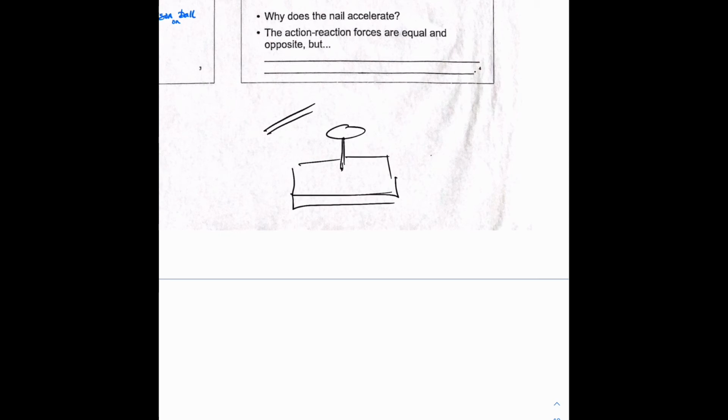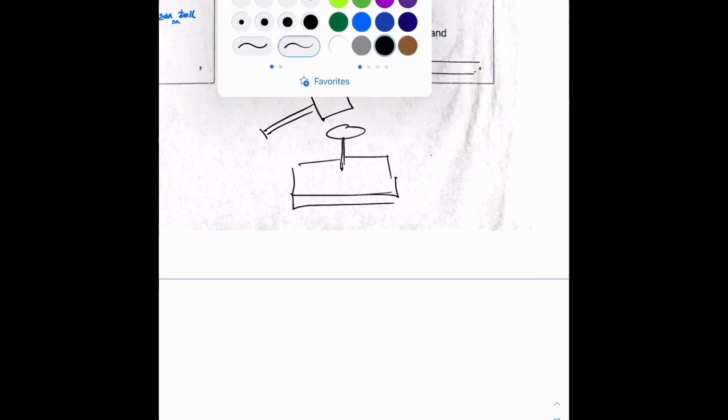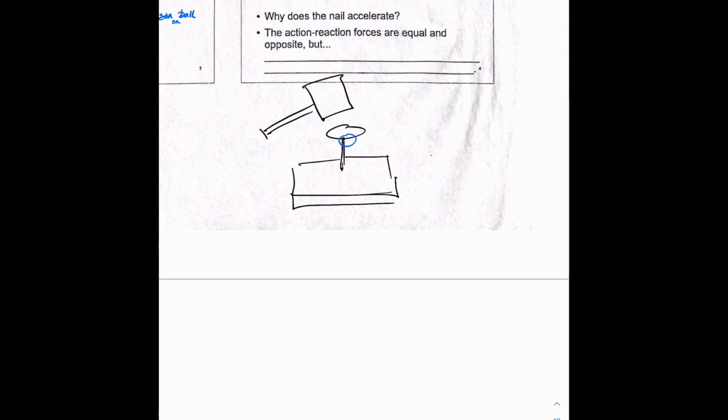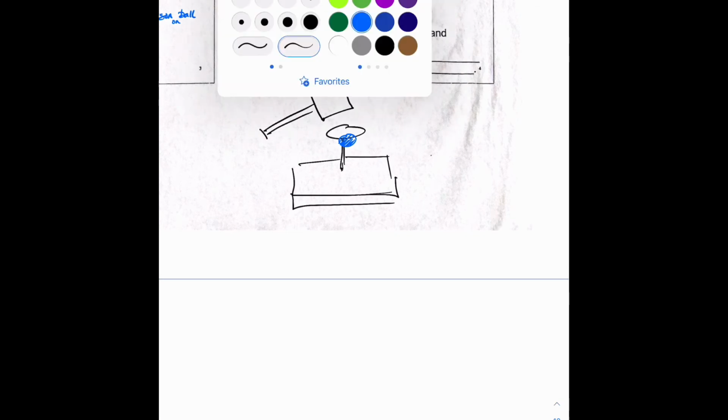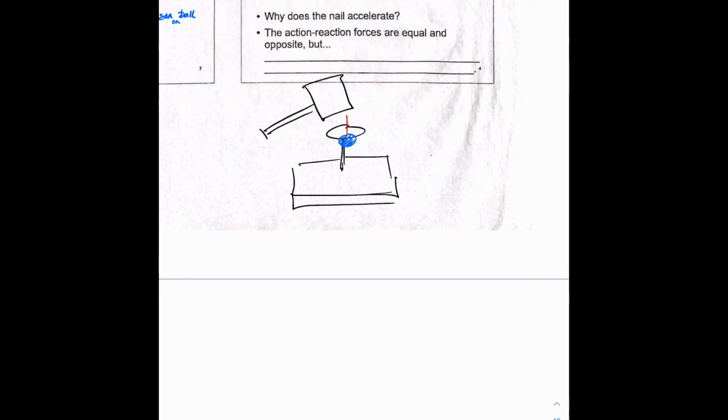Here's a hammer. Obviously, this isn't drawn to scale or anything. We can see that we have a free body diagram, say, for the nail. And we have maybe the normal force. I guess maybe friction pointing up too, right? Because the object's going to move this way. So maybe force of friction if you want to add that in.